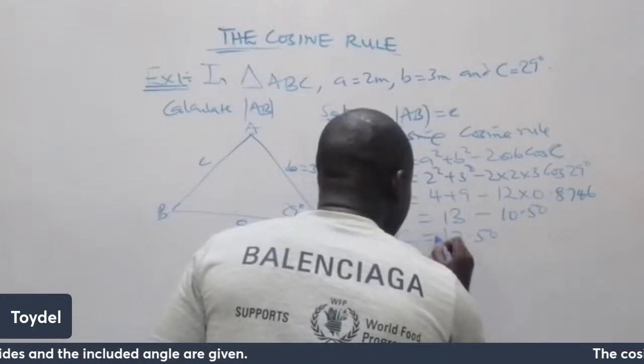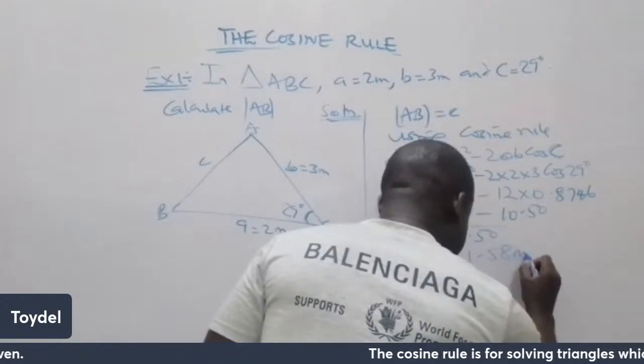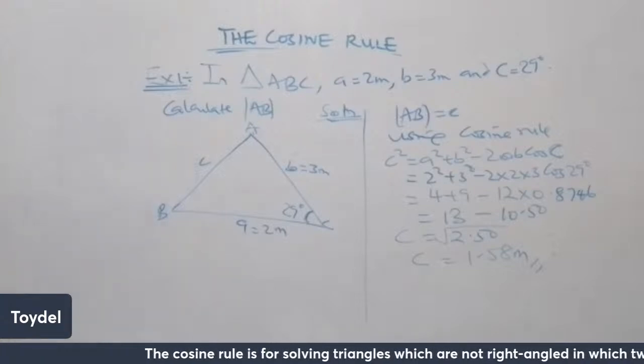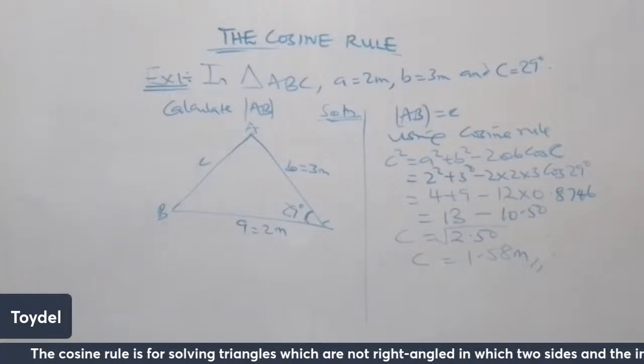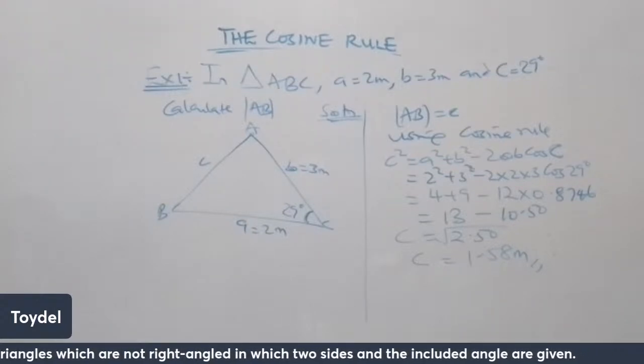So C will now be the square root of 2.50. Then C will now be equal to 1.58 meters. So that's the value of C, which is approximately 1.6 meters to 1 dp. So that is how to apply cosine rule.